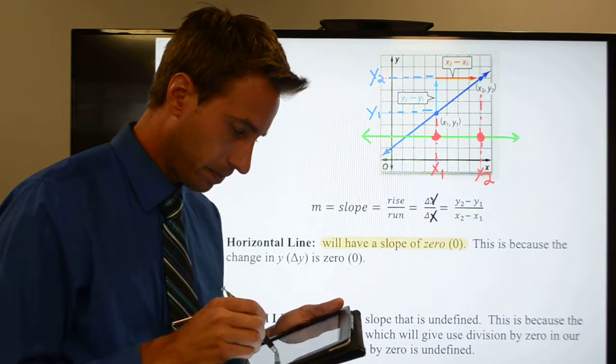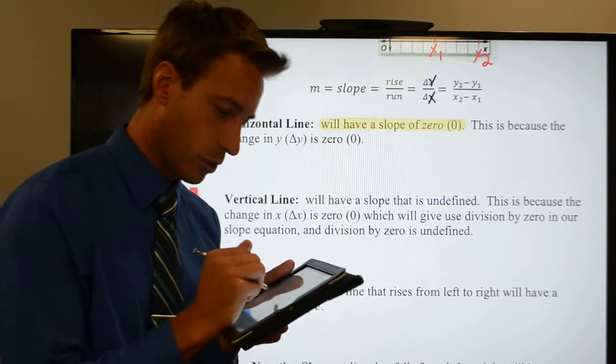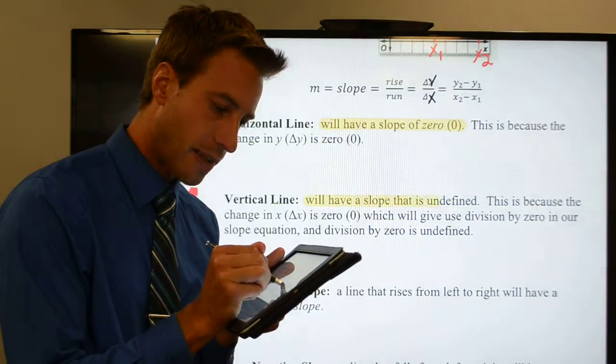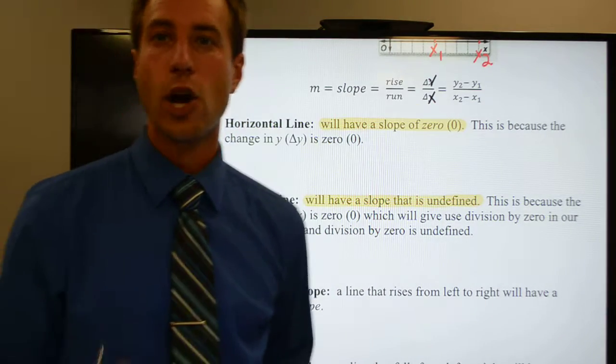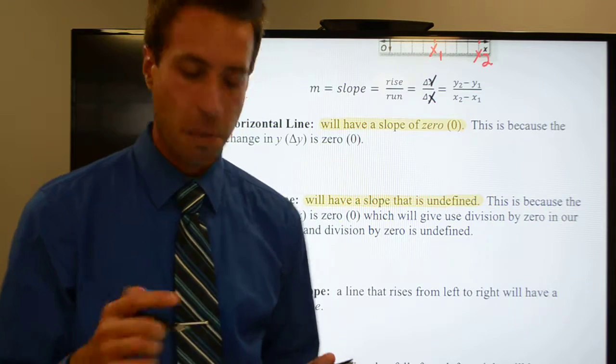Let's keep going. What if you have a vertical line? Well, we'll go back to the graph in a second. We'll just let you know right here, this is going to have a slope that is undefined. Remember, we talked about this before. An undefined slope means that you are dividing by 0.